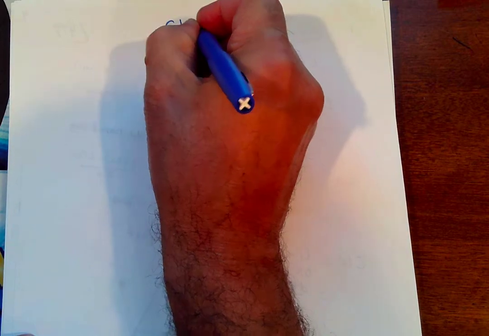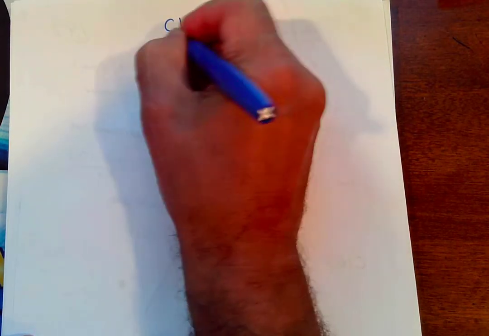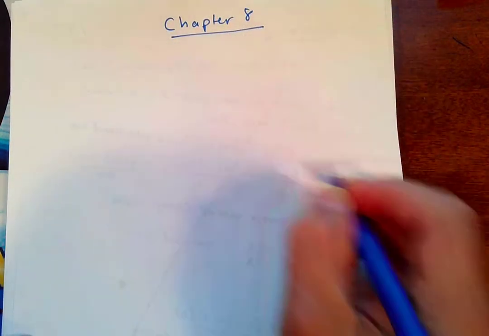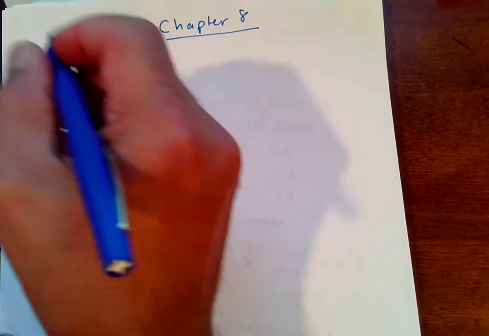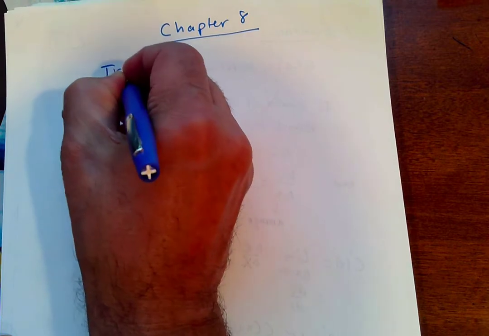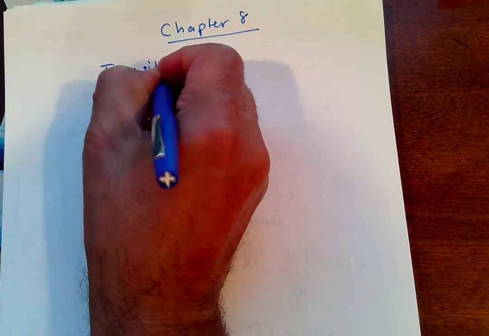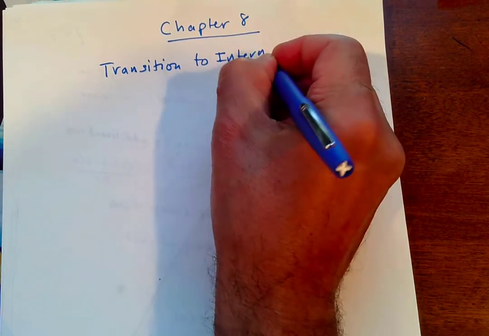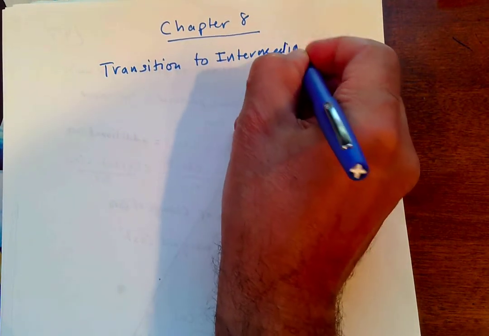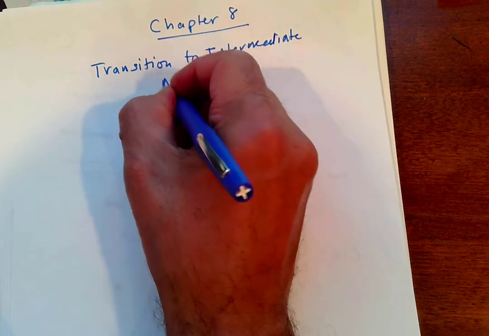Okay, so this is Math 1150, Chapter 8. Chapter 8 is mostly a review of beginning algebra. Okay, I'm going to start with transition to intermediate algebra.